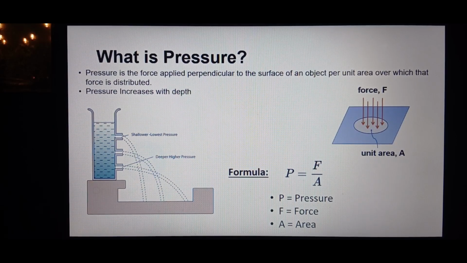If you look at this drawing on the left at the bottom, you can see that the higher the column of water goes, the further the water will shoot from the bottom spout. The middle spout will go maybe half that distance, and the top spout will be the shallowest, because the pressure at the top is less than the pressure at the bottom. The force is per unit area, and the formula is pressure is equal to force divided by area.